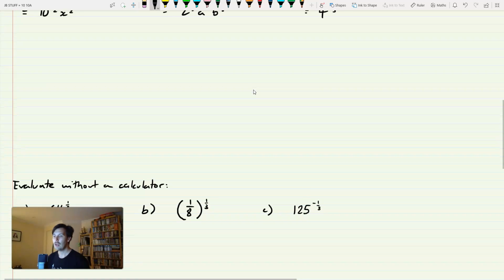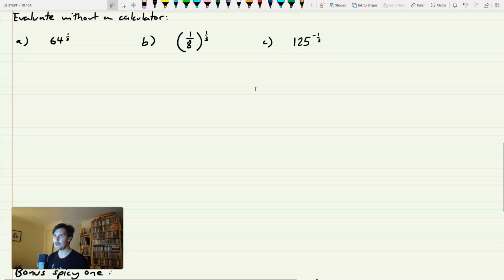Very good. Okay. A couple of evaluate without a calculator questions here. So for these ones, we see the word evaluate, we need to get an actual value for this one. So really you've got to just know if you've been given a fractional power, you've just got to know how you convert it to a square root or a cube root or something like that. So for example, 64 to the power 1 over 3 is the cube root of 64, which is 4, because 4 times 4 will give us 16 and times 4 again will give us 64.